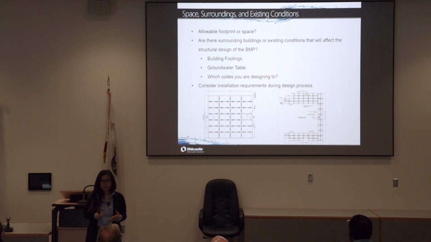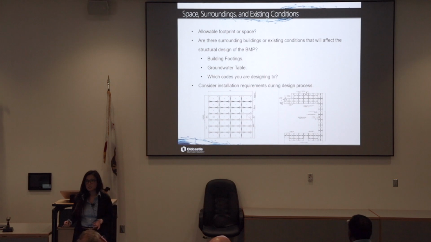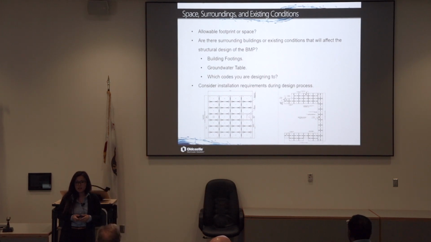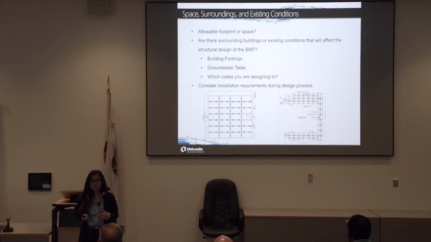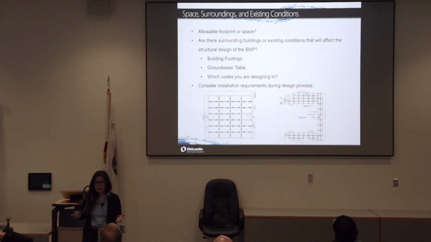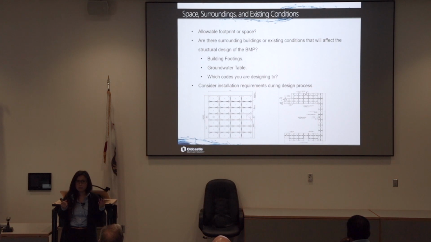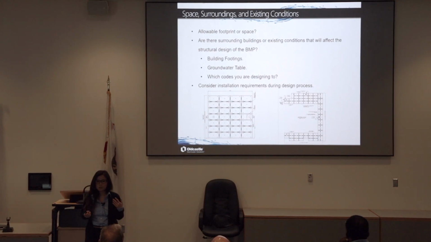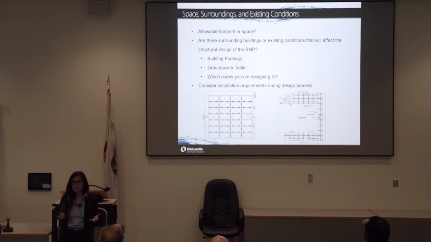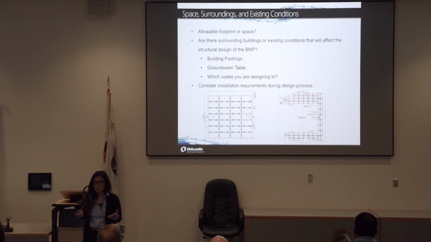So we're going to talk a little bit about space, surroundings, and existing conditions when designing BMPs. There are some questions you want to ask yourself regarding the space surrounding your BMP or structural BMP. What is your allowable footprint? How much square footage do you have to put a system in? And are there surrounding buildings or existing conditions that are going to affect the structural design of the BMP? Will it be in the footing of a building, or will it be within the groundwater table? This will affect the design and overall the cost and the lifetime and maintenance of the system.